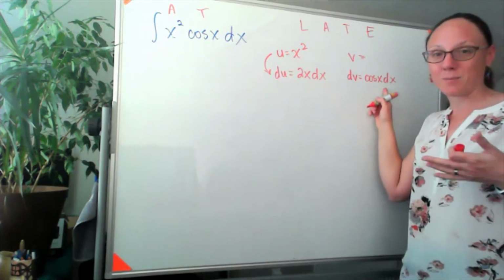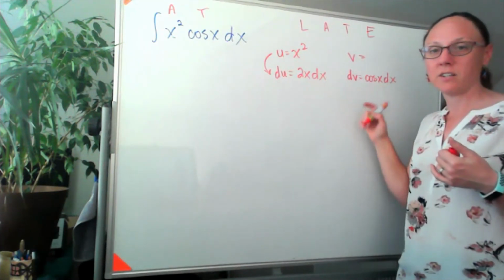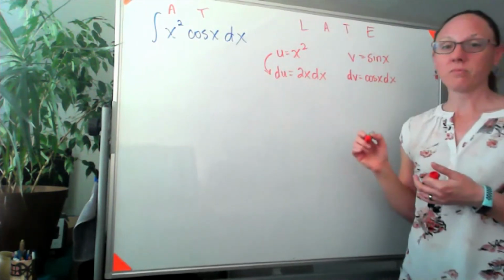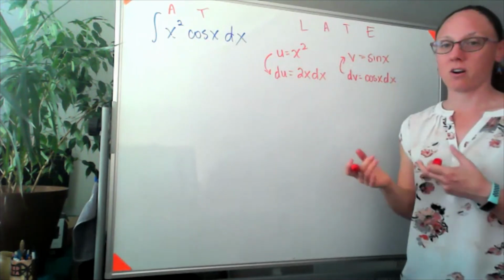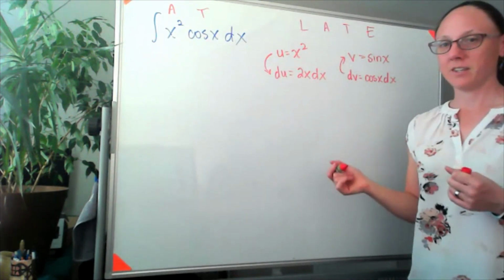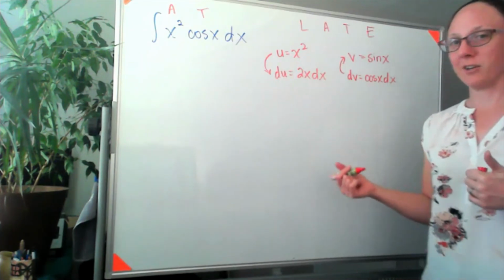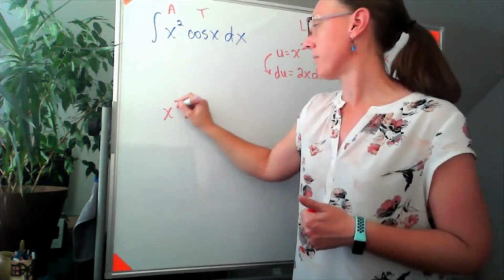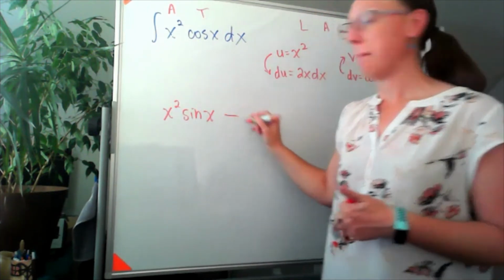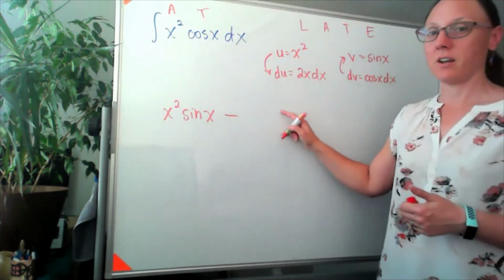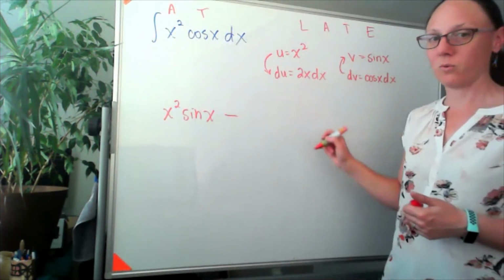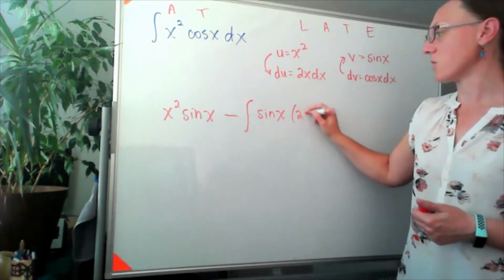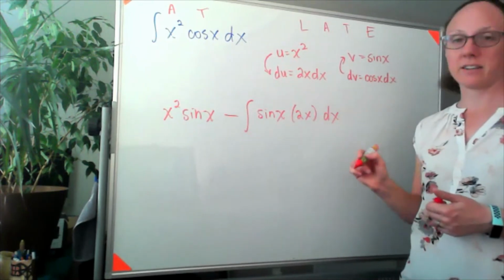Well, now I ask myself, whose derivative is equal to cosine? Positive sine. Popping that into our ultraviolet voodoo formula, as in uv minus the integral of v du, I'm looking at x squared times sine x minus the integral, the voodoo part, v du. So minus the integral of sine of x times 2x dx.